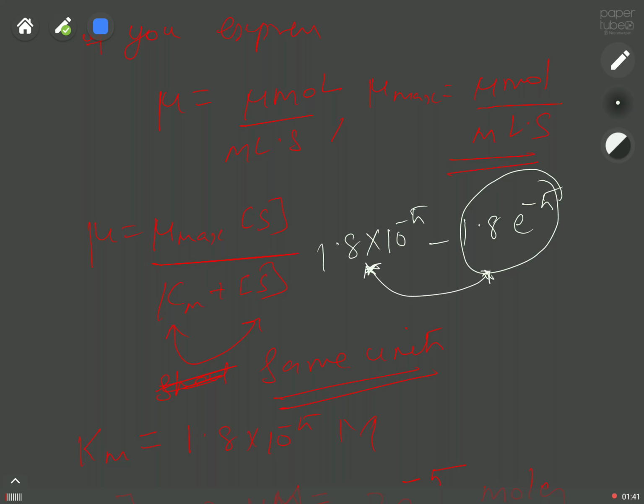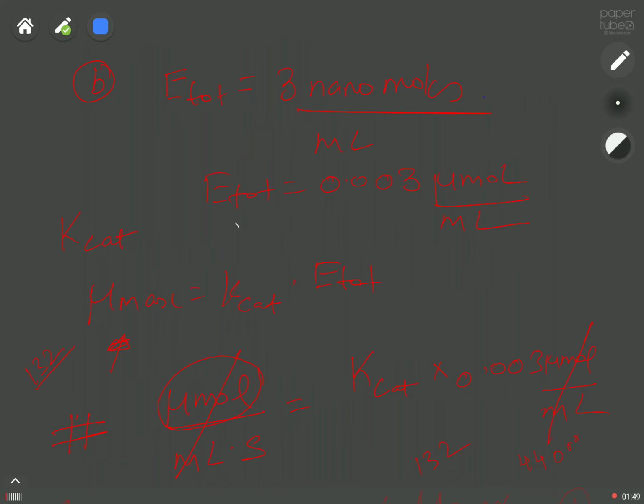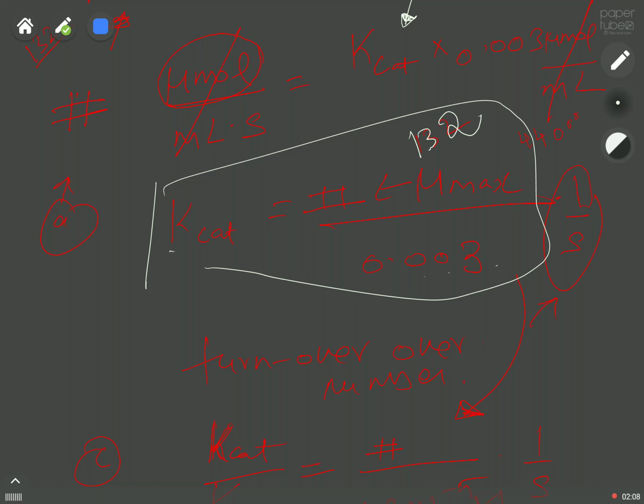I believe you all know how to use a calculator or how to enter this number in the calculator. So don't make a mistake in that. And then going back to your total enzyme concentration, I already gave this number. I already showed how to calculate your kcat value, or your catalytic kinetic constant. So if you substitute 132 in this equation divided by 0.003, you will get a very big number, 44,000 1 by second. So this is like some number of molecules converted per second, per unit time. So that's the meaning of that.